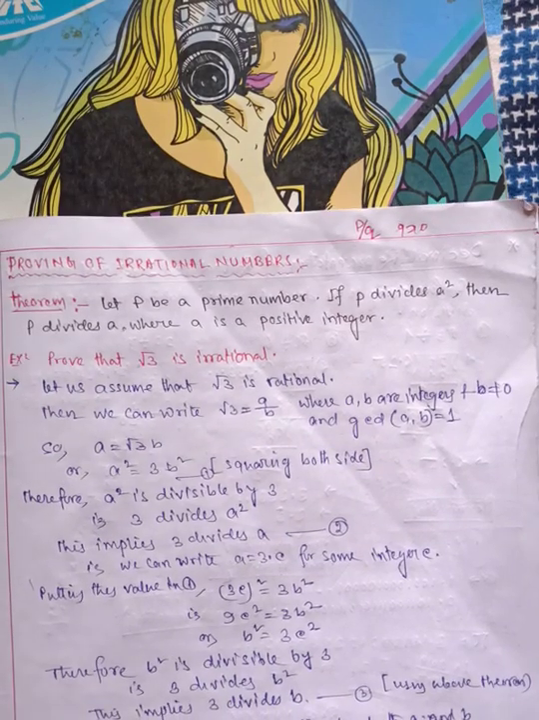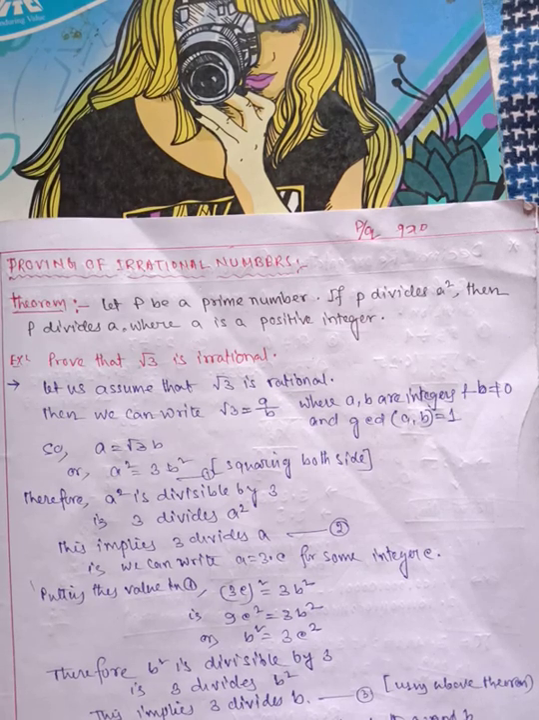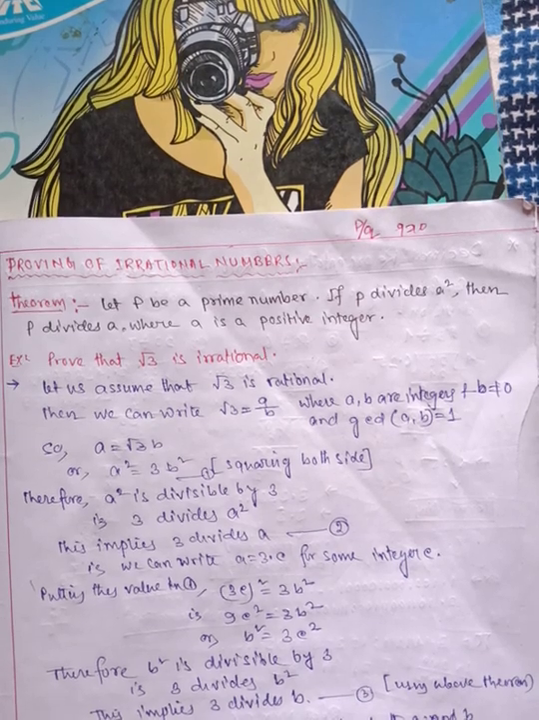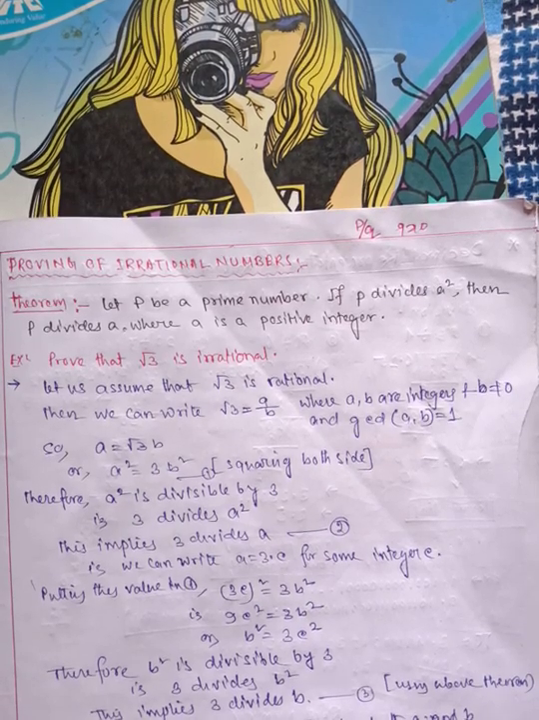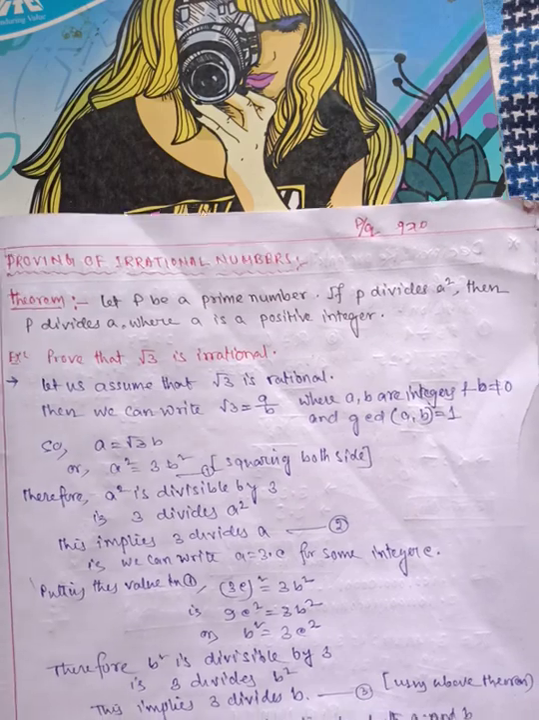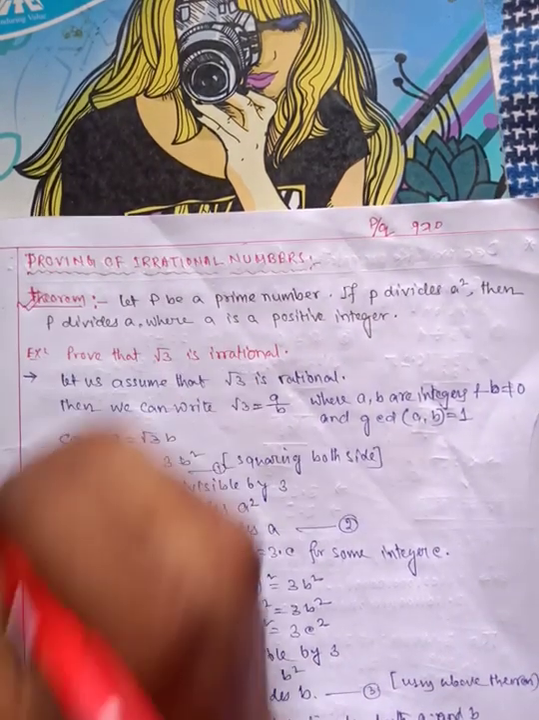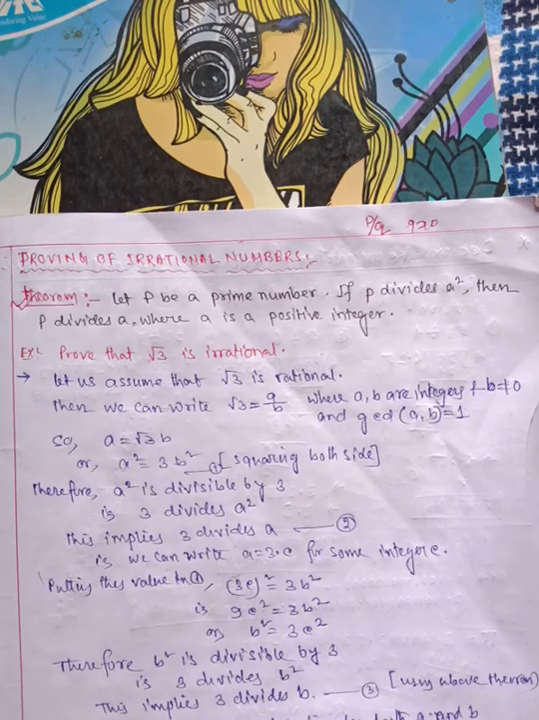Now in this video we are going to show how to prove a number is irrational. The process by which we will show that a number is irrational, that process we are going to discuss. How to show? Before starting that proof, I am discussing one theorem, and it is useful for proving irrational numbers.